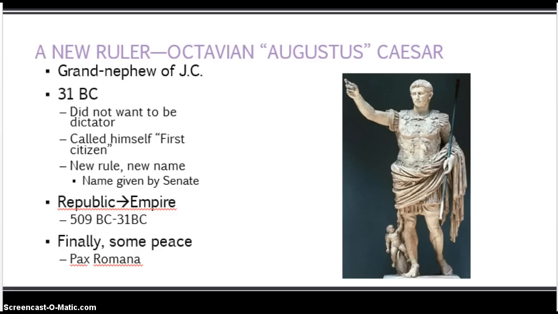With his new rule came a new name. The Roman Senate gave him the name Augustus. Augustus means exalted one, so that he is the highest of society. From this point, the Republic will turn into an empire, meaning the Roman Republic lasted from 509 BC to 31 BC. And with the rule of Augustus Caesar comes some peace, and it is called the Pax Romana.